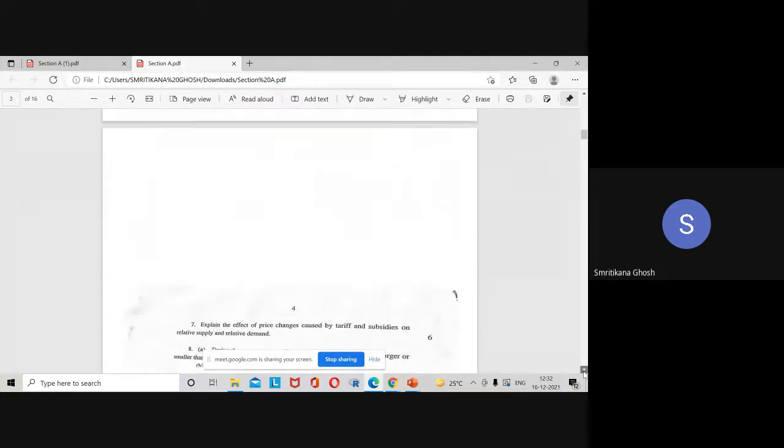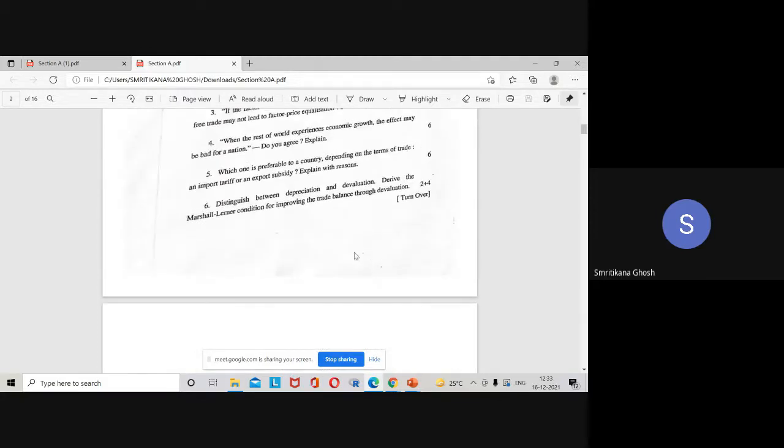Okay, 6 is not my cup of tea. Then let's go to the next one. Explain the effect of price change caused by tariff and subsidies on relative supply and relative demand. Effect of price changes caused by tariff and subsidy. That same thing, that impact of export subsidy and import, the same question. Look, question number 5, how it is affecting the terms of trade. The same question is here also.